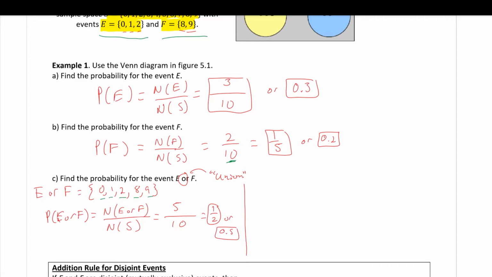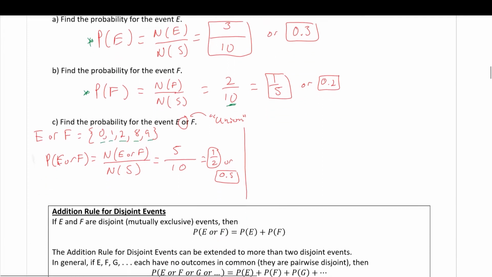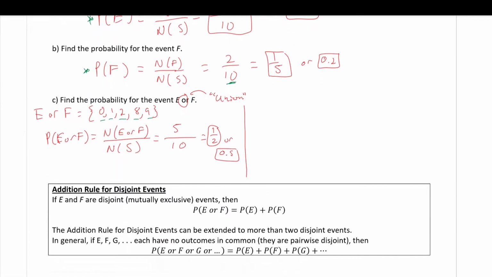All right, so why did I break this up into two parts? Because very often we don't actually have a Venn diagram or a set notation. So if we have just the probabilities of both E and F here, then we can actually calculate the probability of E or F. And it's done in this fashion using this formula.